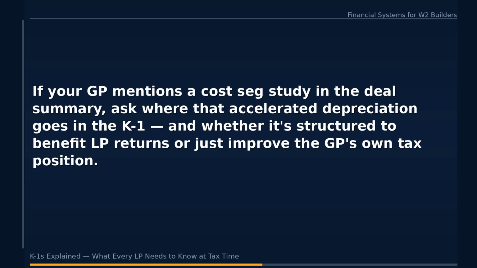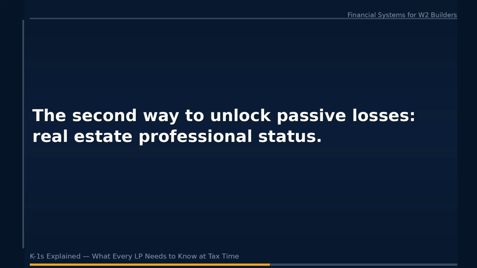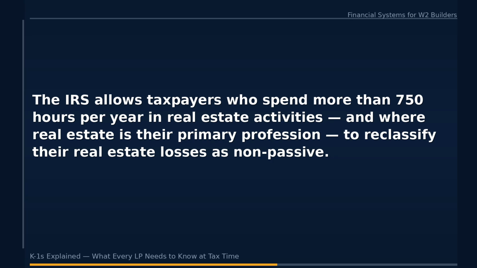The second way to unlock passive losses: real estate professional status. The IRS allows taxpayers who spend more than 750 hours per year in real estate activities, and where real estate is their primary profession, to reclassify their real estate losses as non-passive. If you qualify, passive losses from all your real estate investments can offset W-2 wages directly.